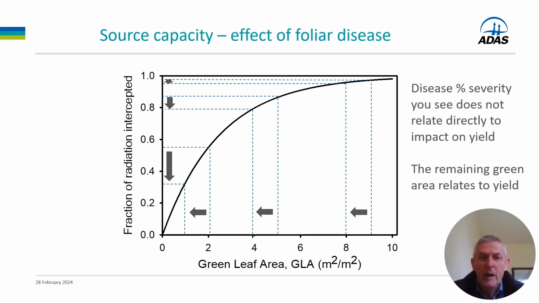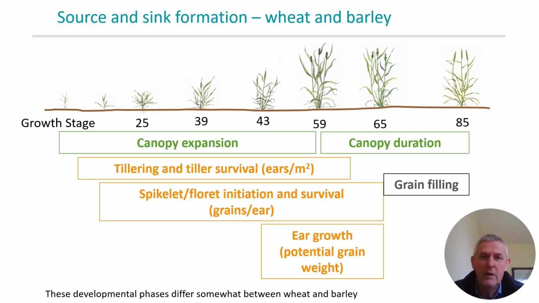So now we've understood source and sink, we need to think about when those two things are being determined and therefore when they need protecting from the effect of foliar disease.